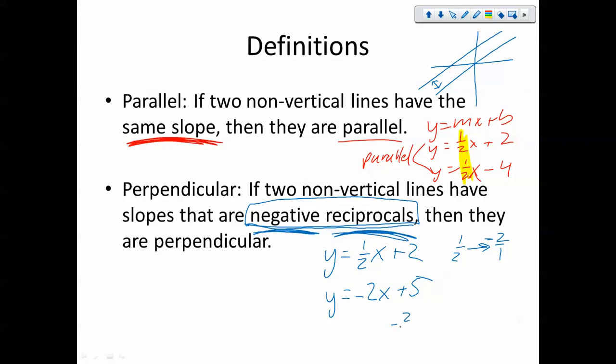So like if one was negative 2/5, the negative reciprocal of that would be 5/2. If something was 4, the negative reciprocal of that would be negative 1/4. If something was 8/2, the negative reciprocal of that would be negative 2/8, or negative 1/4 if we flip that. So lines with the negative reciprocals, those are perpendicular on a graph.